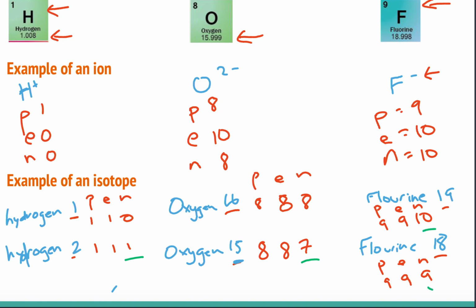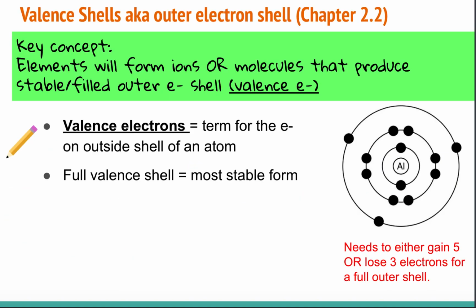Okay? All right, so now we're ready to move on to valence shells. Valence electrons are really critical because in terms of how molecules and ions are formed, it's always going to be based on the idea that your atom is trying to achieve a filled outer electron shell.